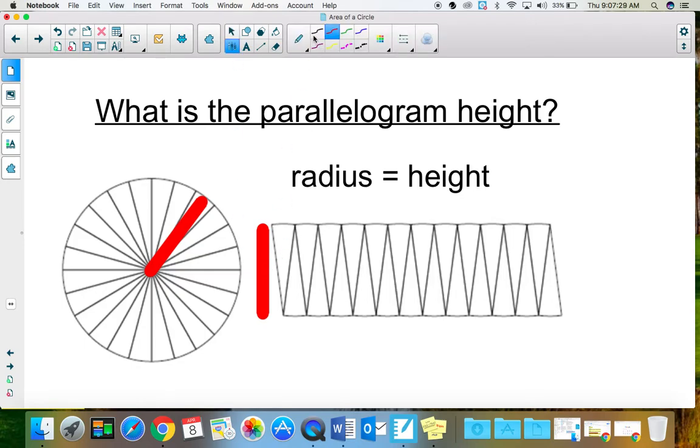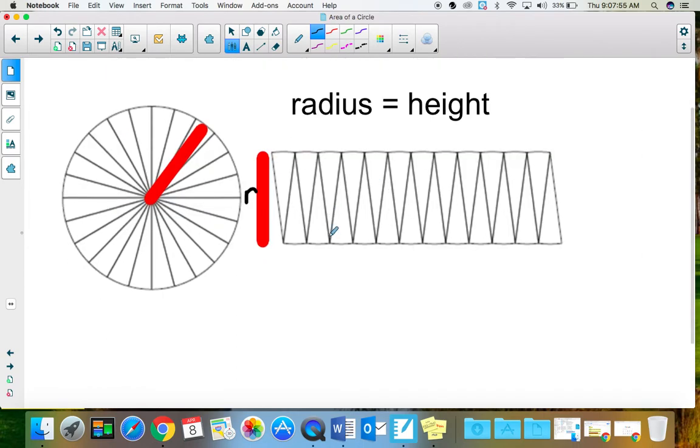So I'm actually just going to put R right there. I know that in a parallelogram we usually use H for height or W for width, but since we're really trying to calculate the area of a circle, we're going to say that our height is actually our radius, which it is. So now you know how to figure out what the height is. We're going to use our R. Now we know that the area of this parallelogram is area equals base times height, and our height has already turned into a radius.